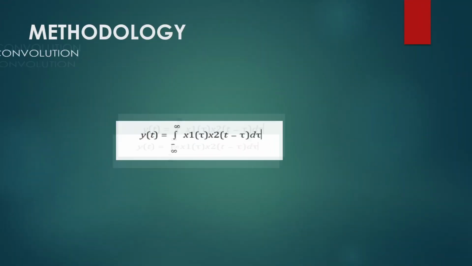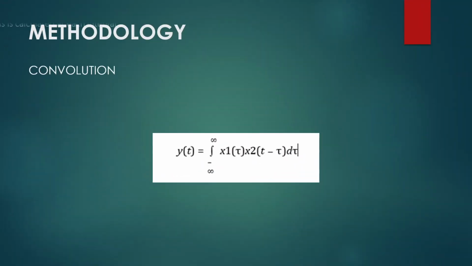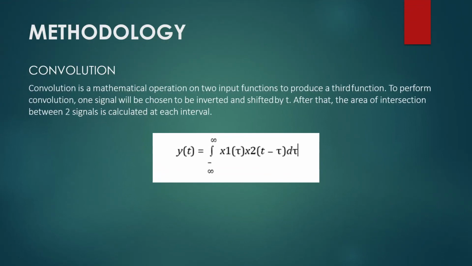Methodology for convolution. Convolution is a mathematical operation on two input functions to produce a third function. To perform convolution, one signal will be chosen to be inverted and shifted by t. After that, the area of intersection between the two signals is calculated in each interval, as explained in this presentation.